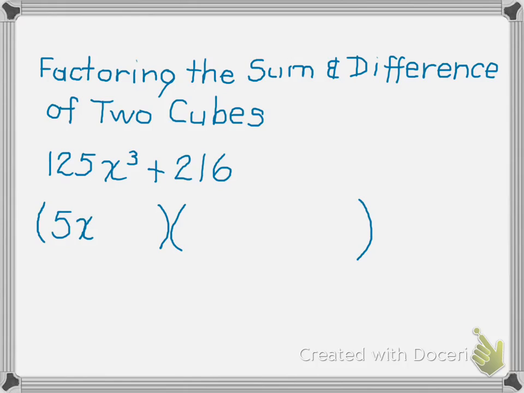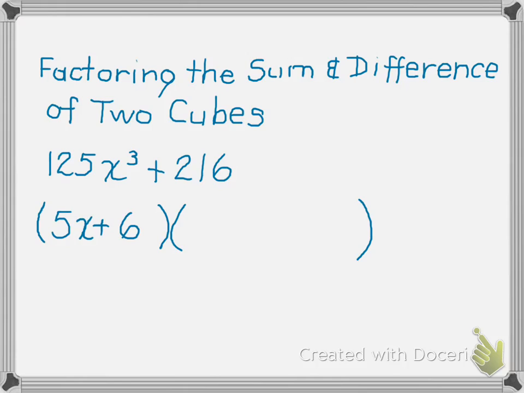Now let's check that. 5 times 5 times 5 is 125. x times x times x is x cubed. Then we take the cube root of the 216. You can do that on your calculator if you like, or you can start with successive numbers, go 2 times 2 times 2, and then 3 times 3 times 3. Eventually, when you get to 6, you will see that 6 times 6 times 6 is 216. So the cube root of 216 is 6.